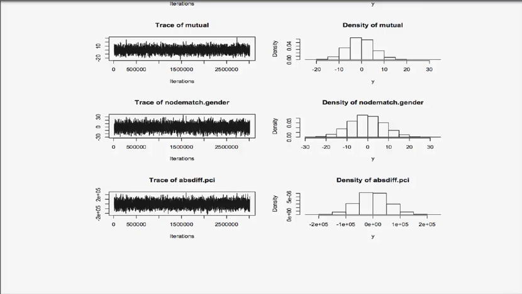You look at the values of p, you look at the mixing, you make sure that the density plots of the various variables are somewhat normal. And depending on the p-values, you fiddle around with the models.